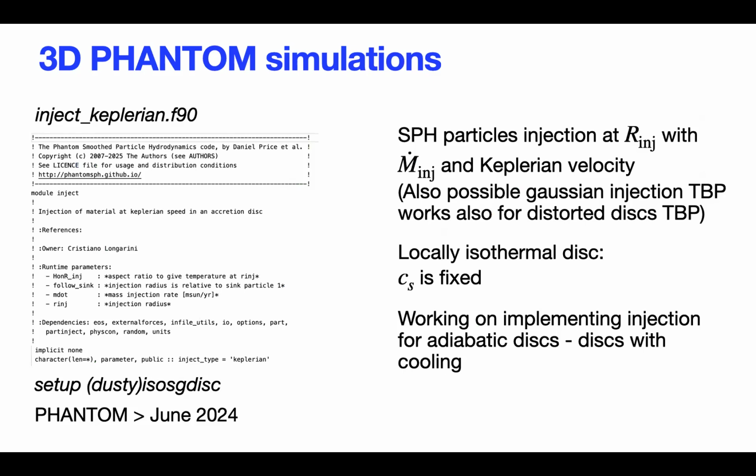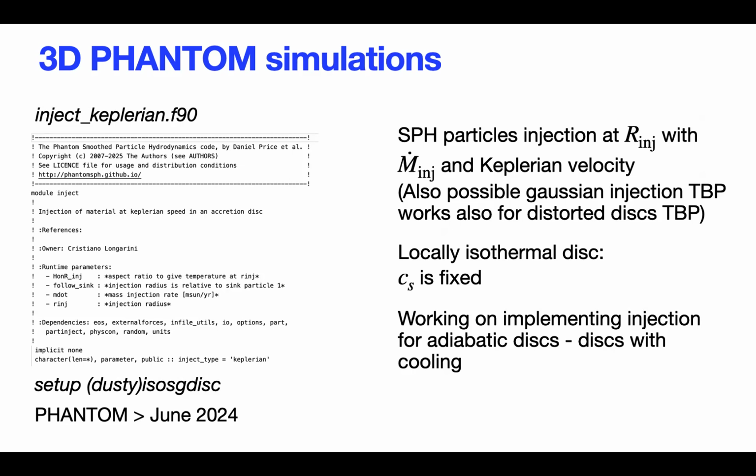You can use this routine if you use the setup Dusty ISO-SG disk or just ISO-SG disk, and it's available in every version of Phantom older than June 2024. At this stage, the injection is really simple. We're injecting with a fixed injection rate at a given radius. It is possible also to inject in a Gaussian ring, to be pushed to the repository. I have it, but not yet public.